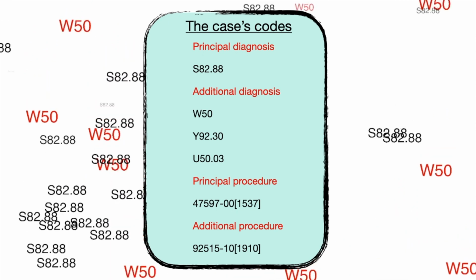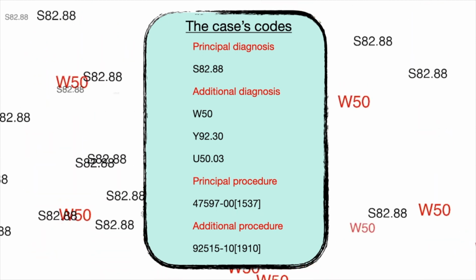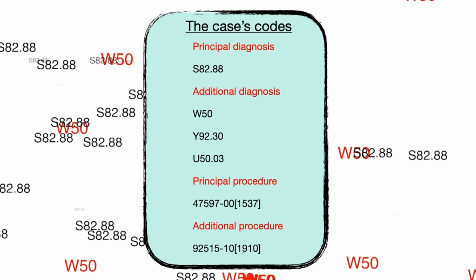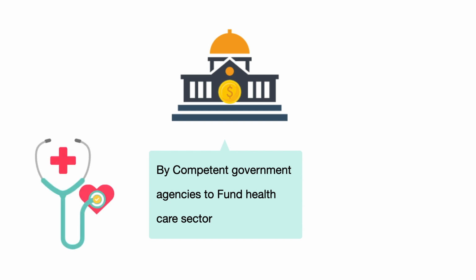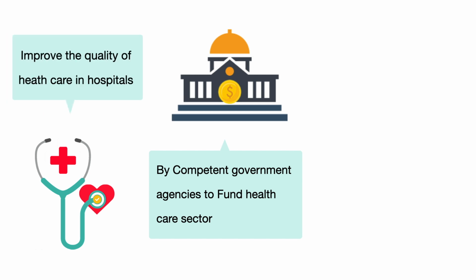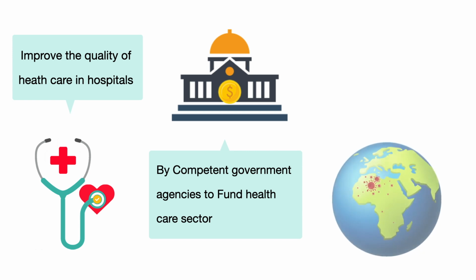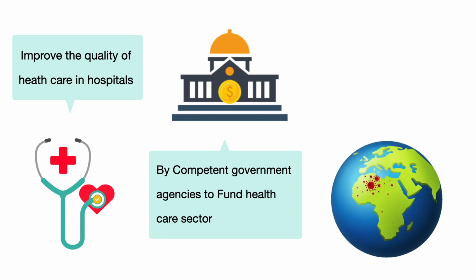These are all the codes extracted from this case, and according to this case we code diseases and procedures similarly, depending on Australian coding standards. The importance of coding: it is used by the competent government agencies to fund the healthcare sector, used to improve the quality of healthcare in hospitals, and used to know the extent of diseases in an area.